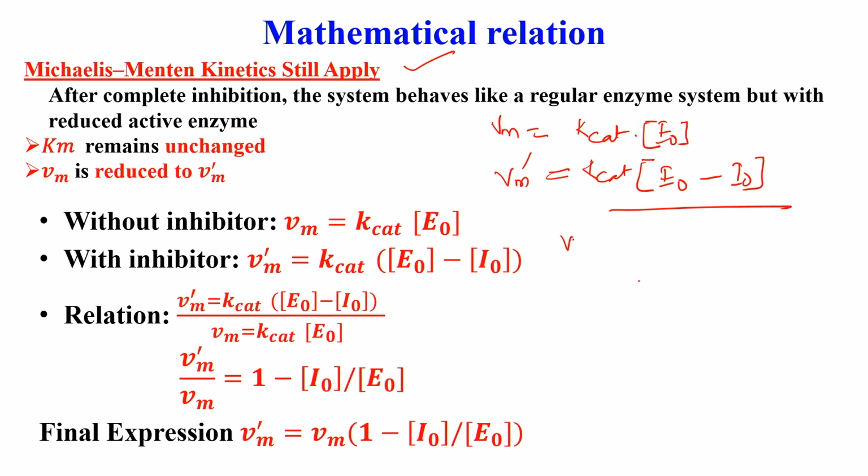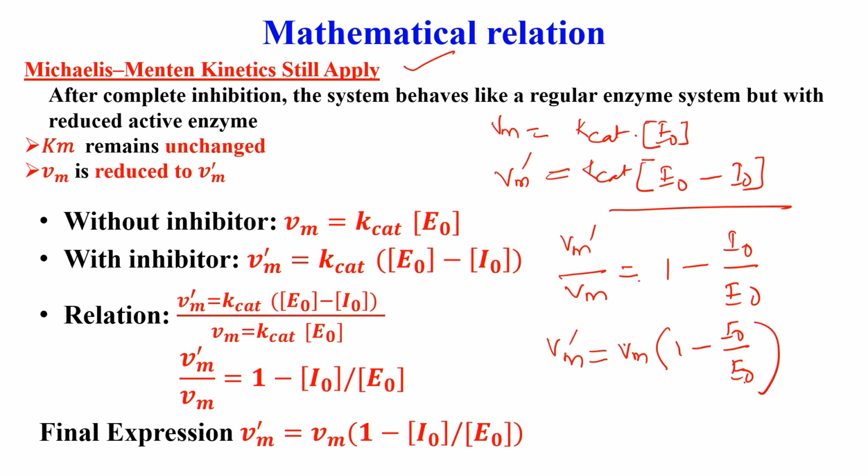So, here if I write this Vmax dash and this is the Vmax, and if you divide Vmax dash upon Vmax, we end up with 1 minus I naught upon E naught. So, either way you can say Vmax dash is Vmax into 1 minus I naught upon E naught. So, this is the negative part, and this much value of Vmax has reduced, while Km is unchanged.